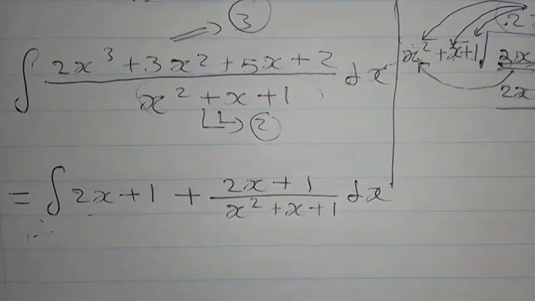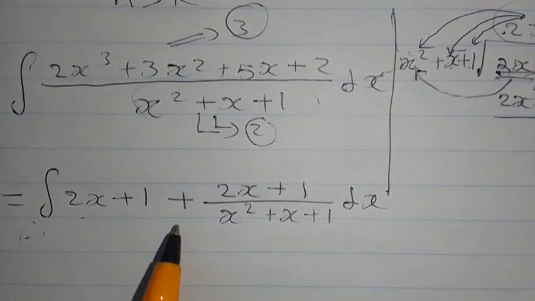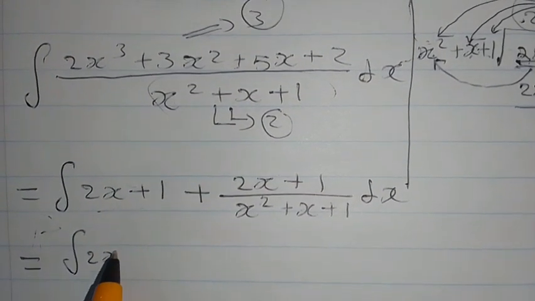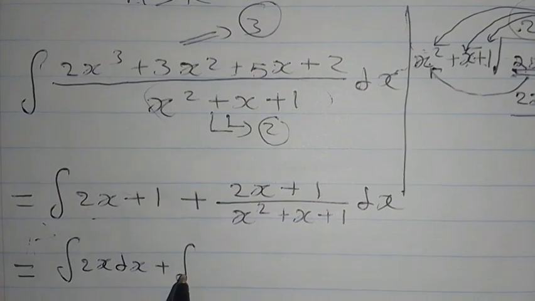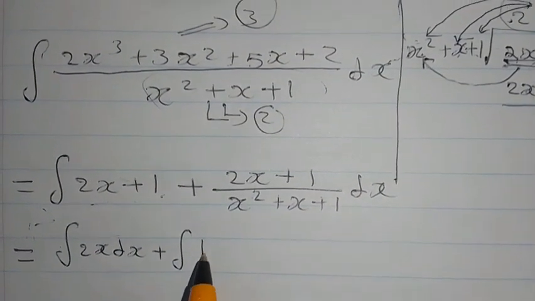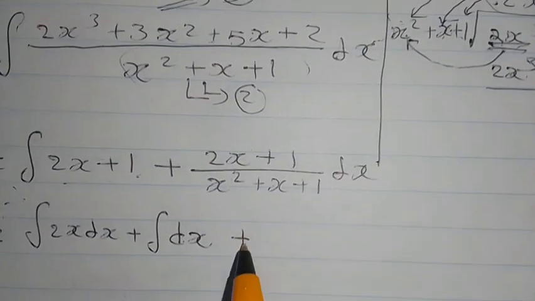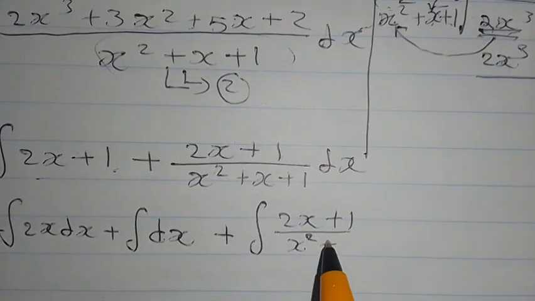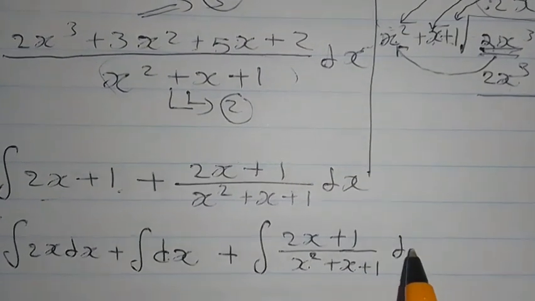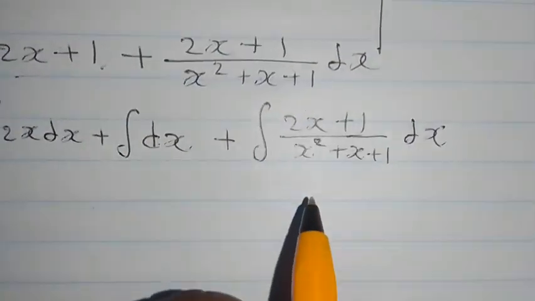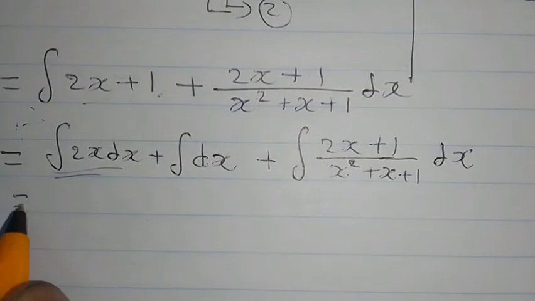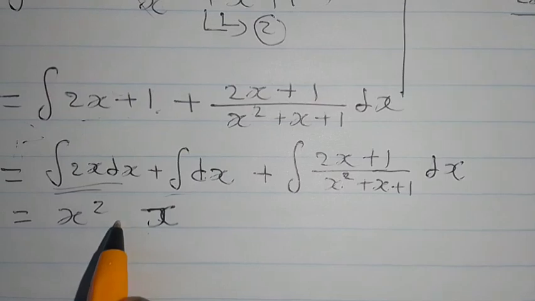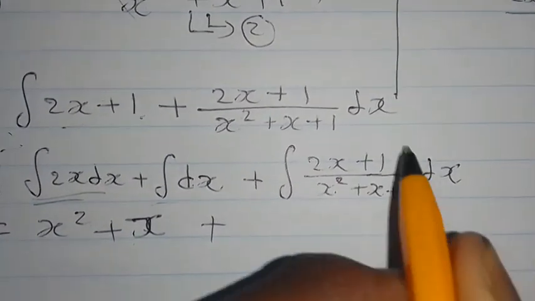Now it will be simple to integrate that, because for now we realize that we can split the integral into the integral of 2x dx plus the integral of 1 dx, which is just going to be integral dx, plus the integral of (2x plus 1) over (x squared plus x plus 1) dx. So now the integral of 2x, you can work that out, it's going to be x squared, and the integral of dx is just going to be x. And now you can use u substitution on that one.